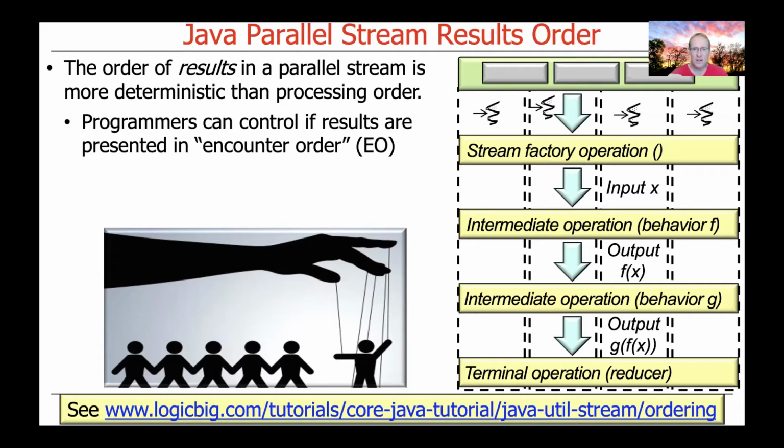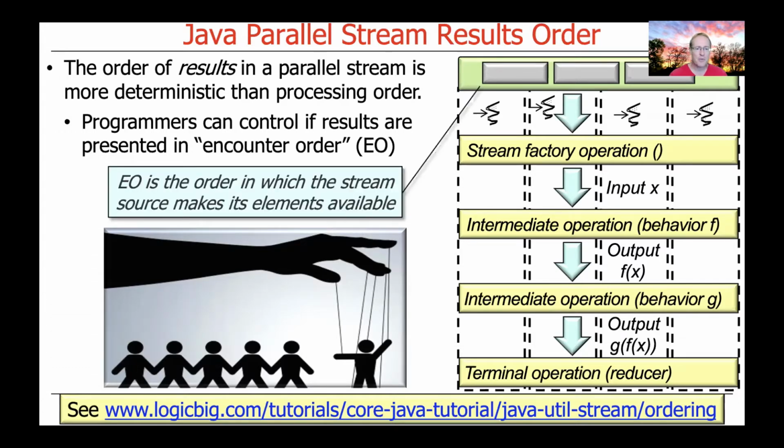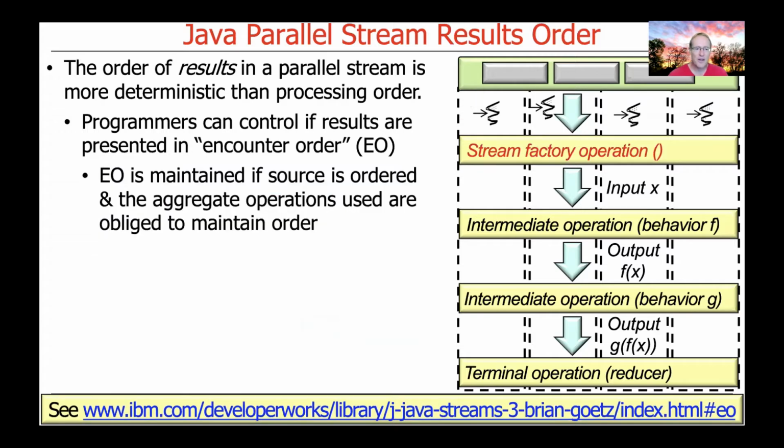So you can dictate whether or not you want the results to come back in the same order that they were encountered in the original data source, and we'll talk about how that works. The encounter order is the order in which the stream source makes its elements available. That's basically encounter order in a nutshell. Encounter order will be maintained under certain circumstances. For example, if the data source is ordered, and the aggregate operations used to process that data source are also obliged to maintain that order.